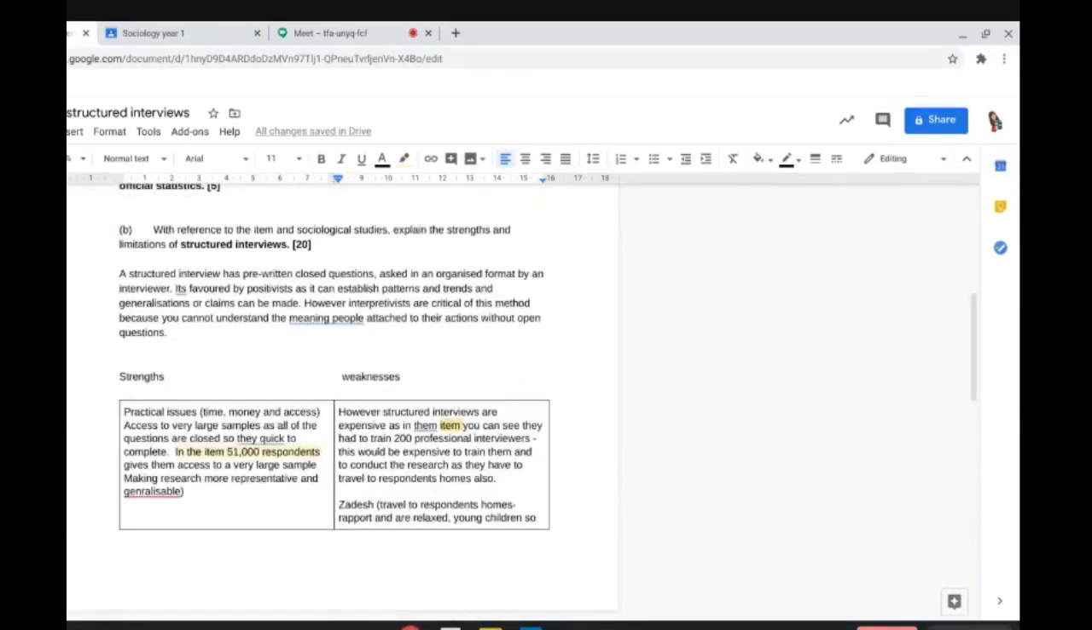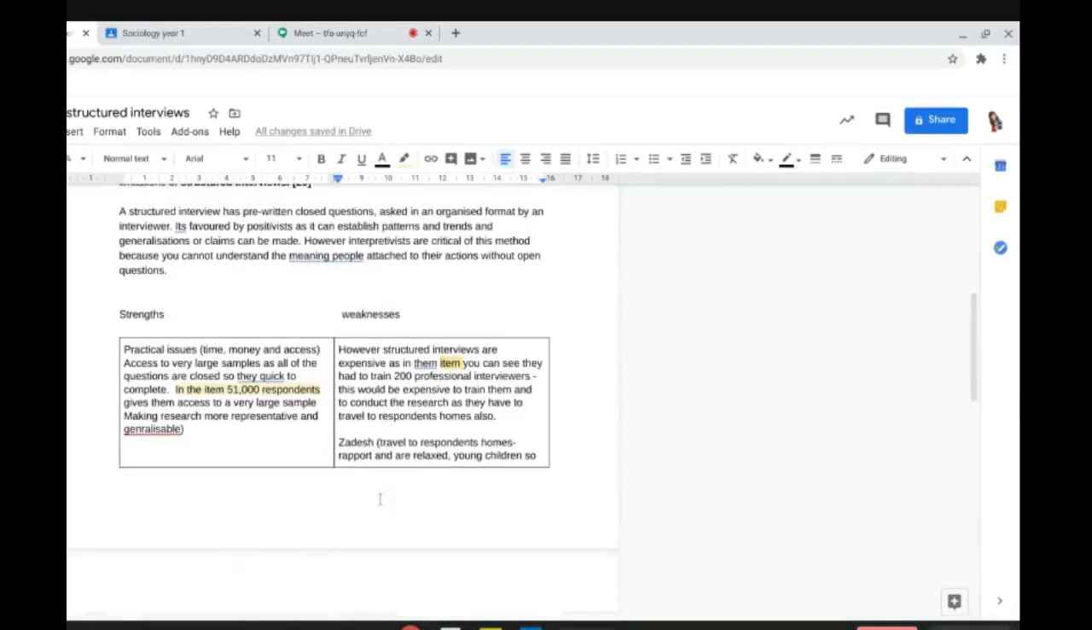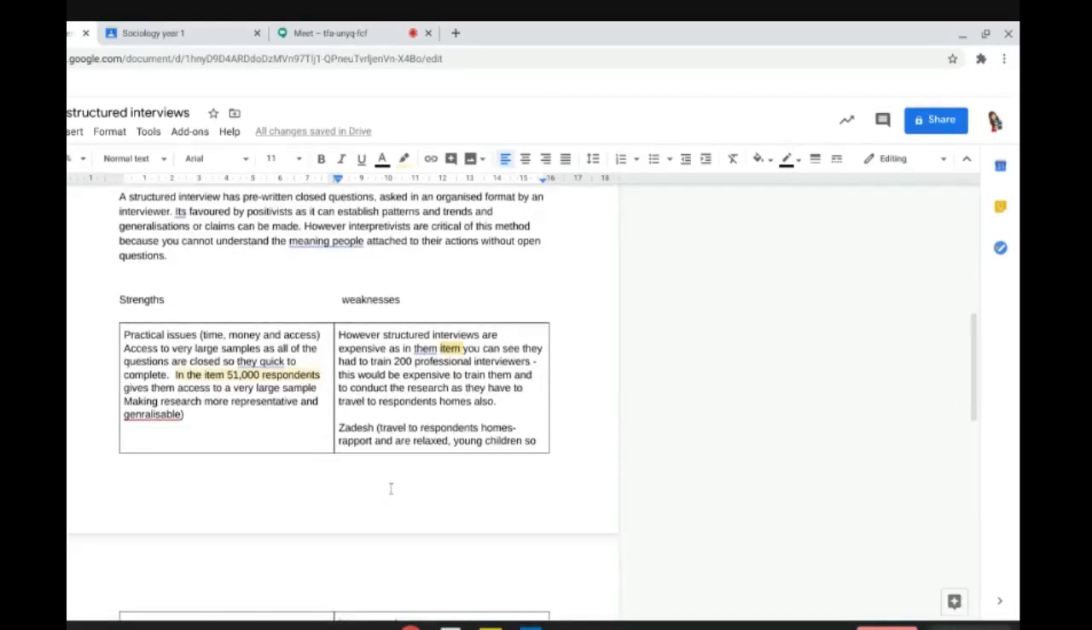I know they're quick, folks. I know they're all closed questions and you just tick them off, but people still don't want to give you their time. Busy people. And this can lower it: you're aiming for rep, gen, big, large samples, but they might not take part, which is why it lowers it.